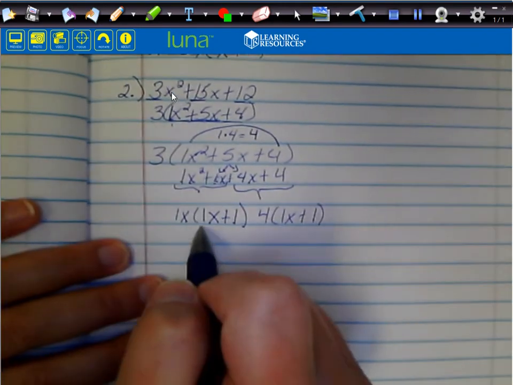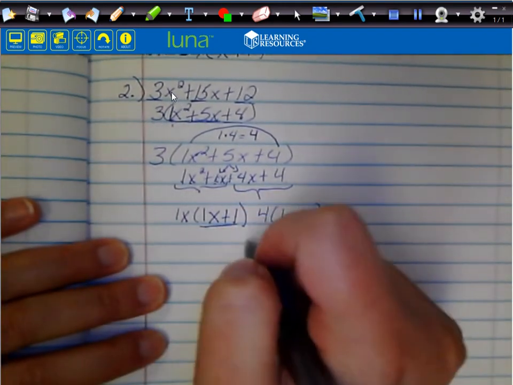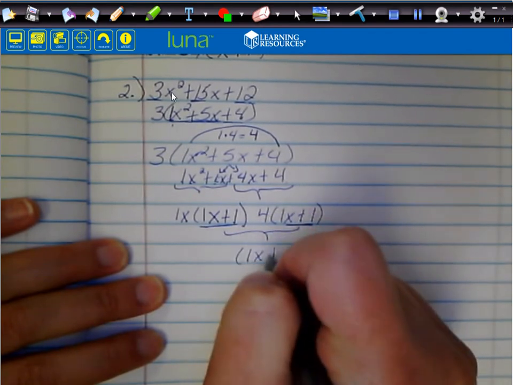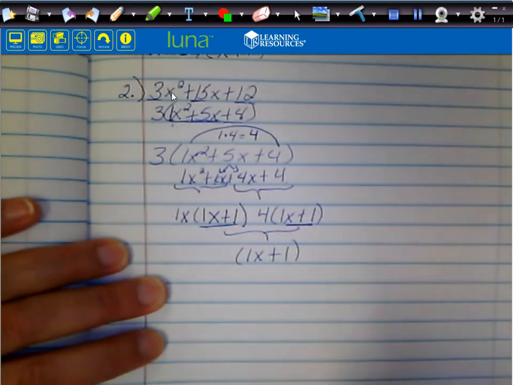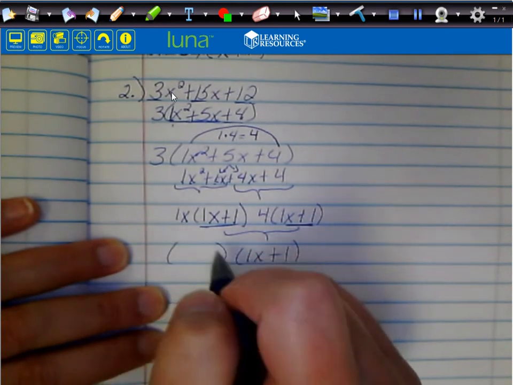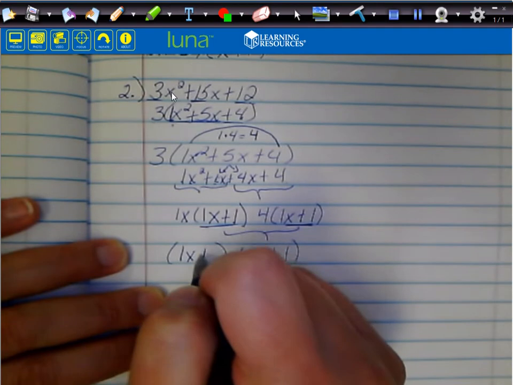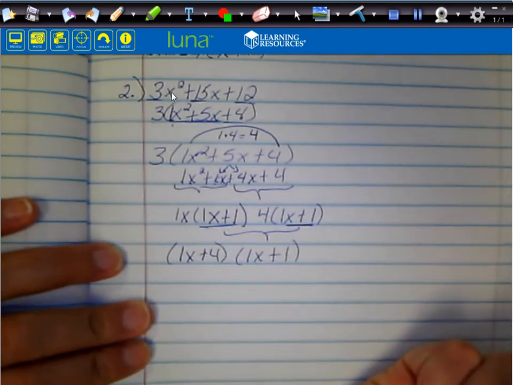Again, notice just like what happened yesterday, these are the same. So they're going to make up one set of parentheses. So I'm going to say 1x plus 1, or just x plus 1. And then over here, I'm going to say 1x plus 4, or just x plus 4.